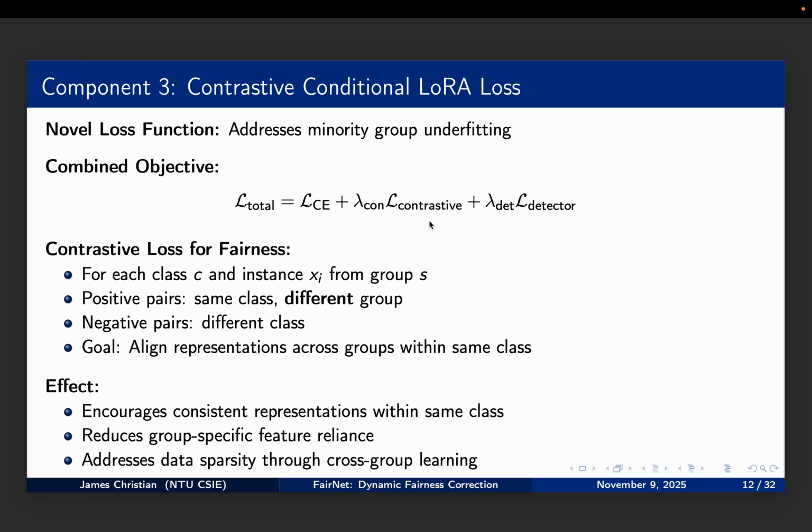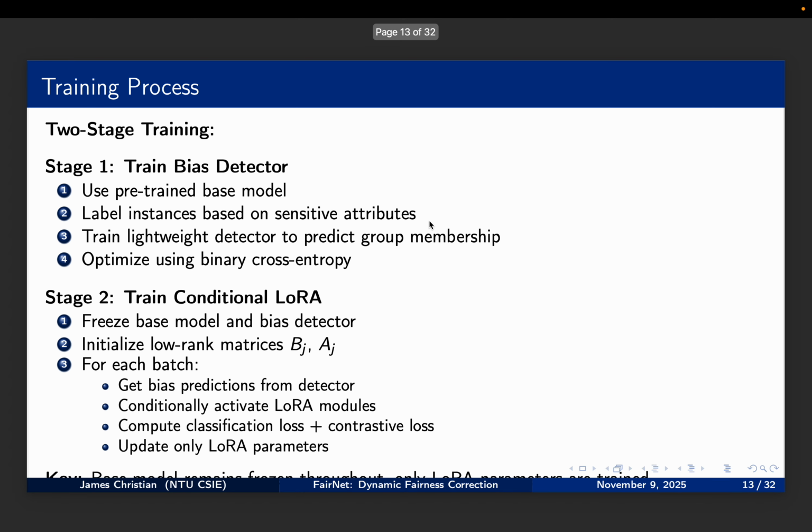positive pairs are on the same class but different group, and negative pairs are different class. The goal is to align representations across groups within the same class. The effect is it encourages consistent representations within the same class, reduces group-specific feature reliance, and addresses data disparity through cross-group learning.